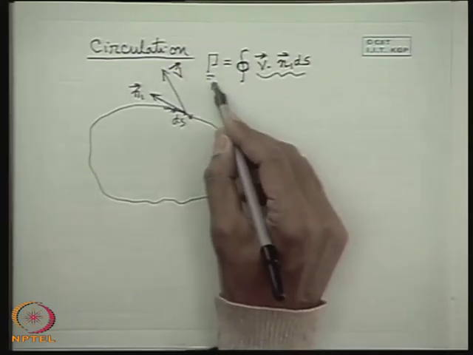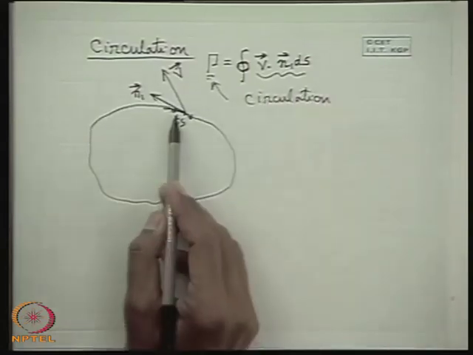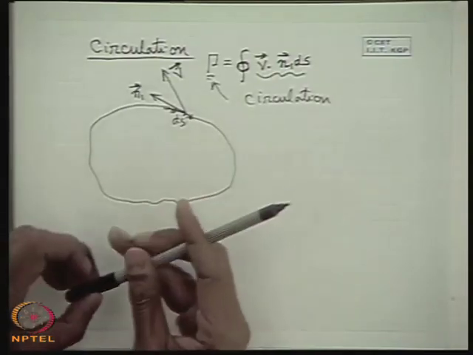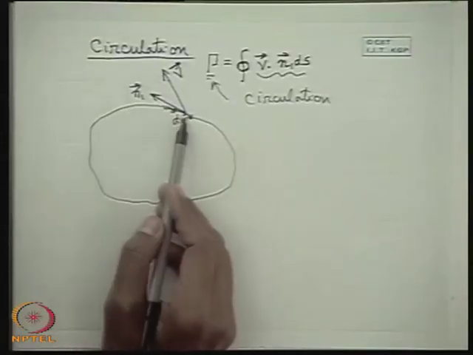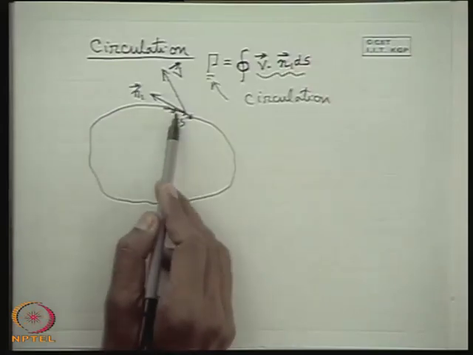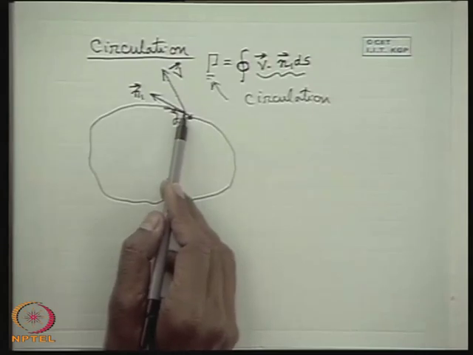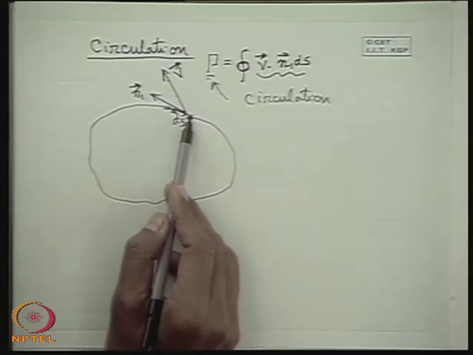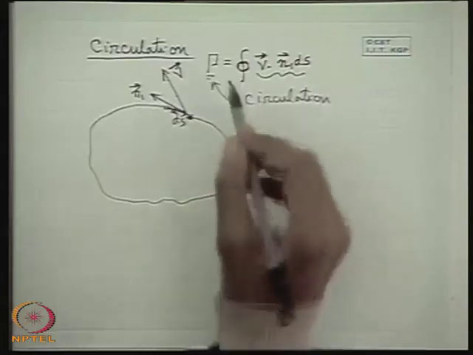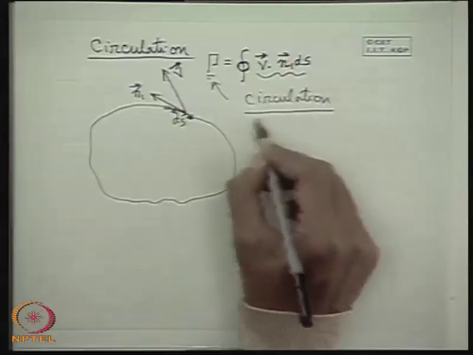So gamma is the circulation. It simply means the linear elemental length multiplied by the component of the velocity along that length. The velocity vector may have any direction, so we take the component of the velocity vector along that length, and if we sum up all such quantities, the product of the length times the velocity component along that direction, over a closed contour, then this is known as circulation around that closed contour or closed circuit.